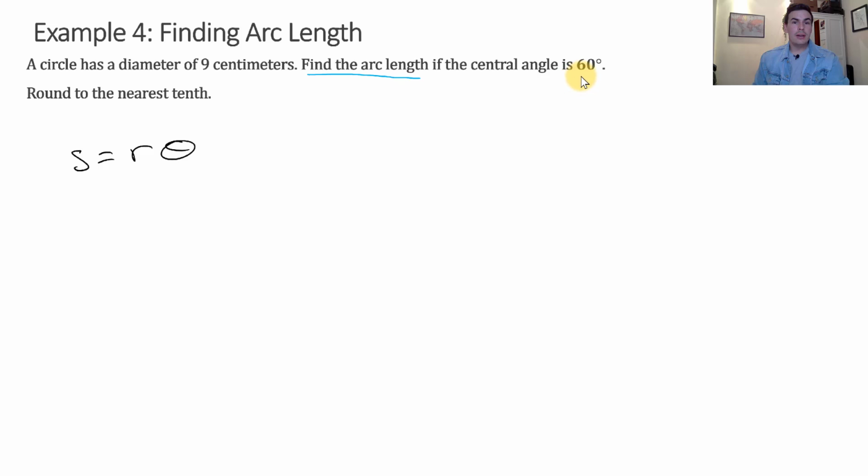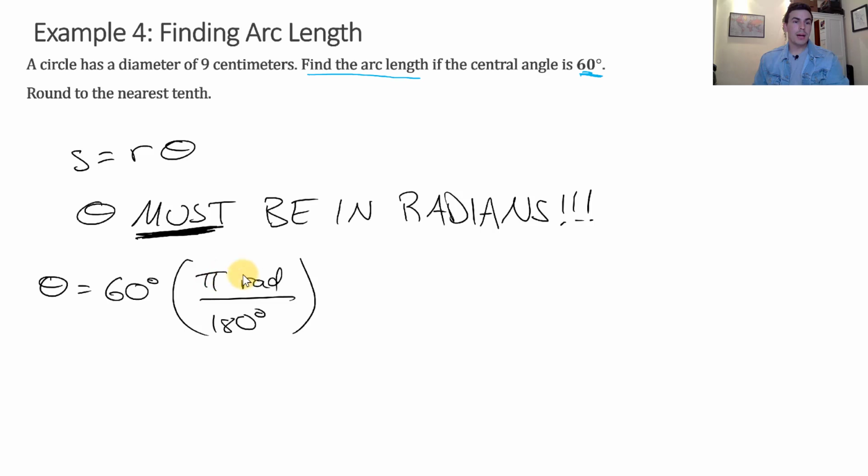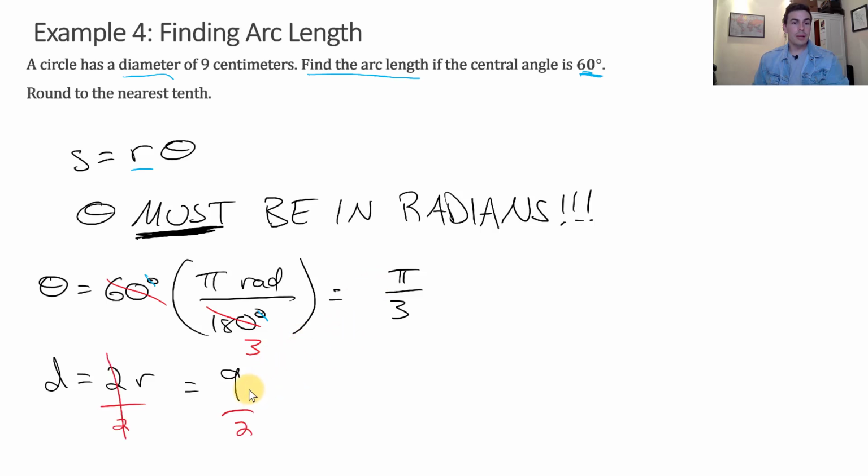However, we are given an angle of 60 degrees. But what did we say earlier? Our theta must be in radians. So the first thing we need to do is convert 60 degrees into radians. All right, so our angle theta is going to be 60 degrees times pi radians over 180 degrees. And our degrees will cancel out, and we can go ahead and simplify 60 over 180 to pi over 3 radians, okay? And we're given our diameter, however, we need our radius, right? R is radius. So our diameter equals 2 times our radius, which is equal to 9 in this case. So if we divide both sides by 2, I get a radius of 4.5 centimeters.